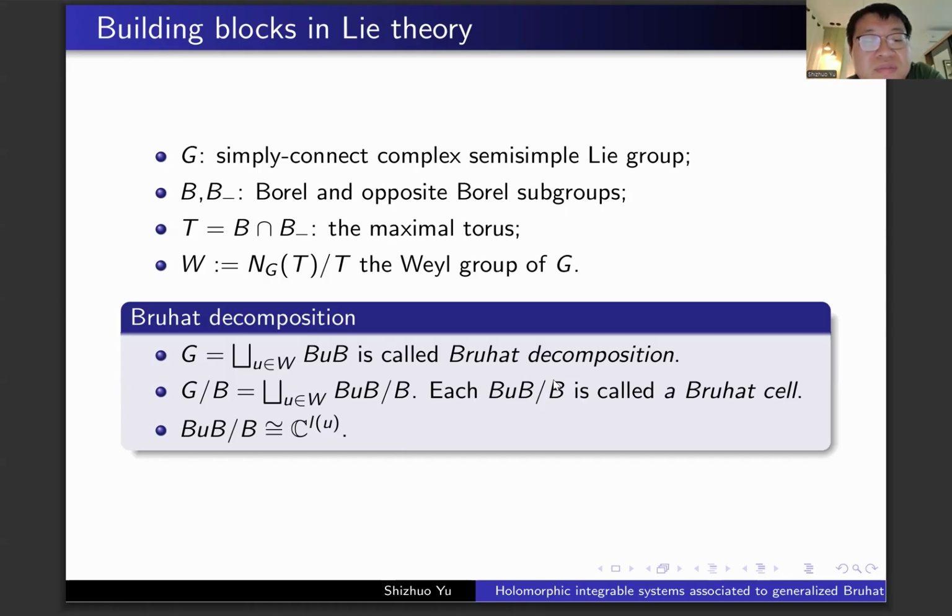And similarly, on the flag variety G mod B, we can also decompose it as the disjoint union of the Bruhat cells. And each BuB over B, we call a Bruhat cell. And actually, this Bruhat cell and its generalization, the so-called generalized Bruhat cell, are the building blocks of this talk, because each Bruhat cell is indeed an affine space, and the dimension is equal to the length of the Weyl group element u.